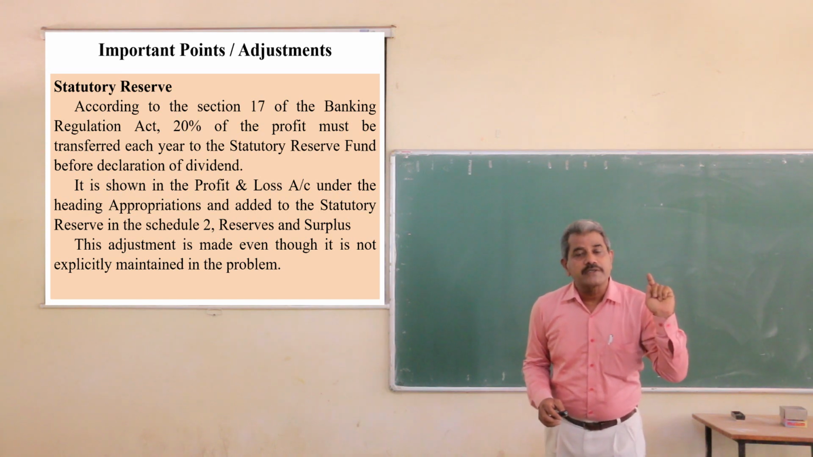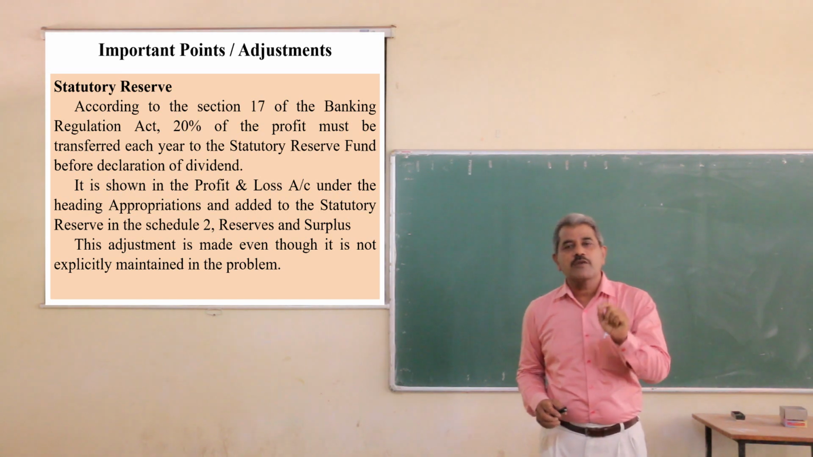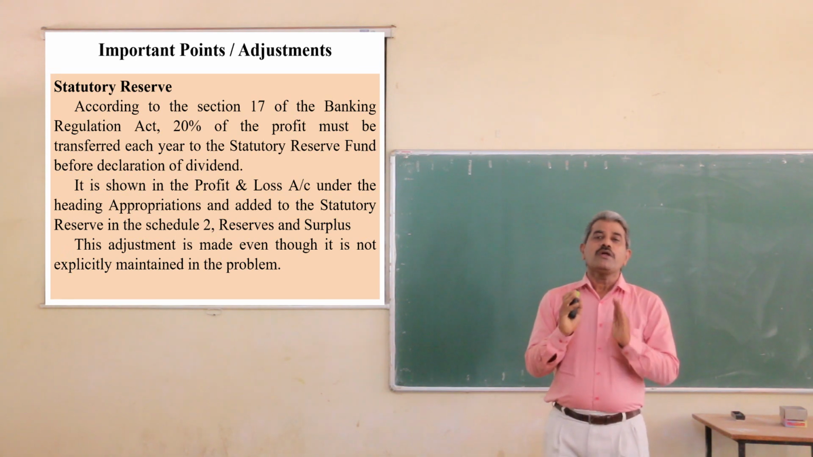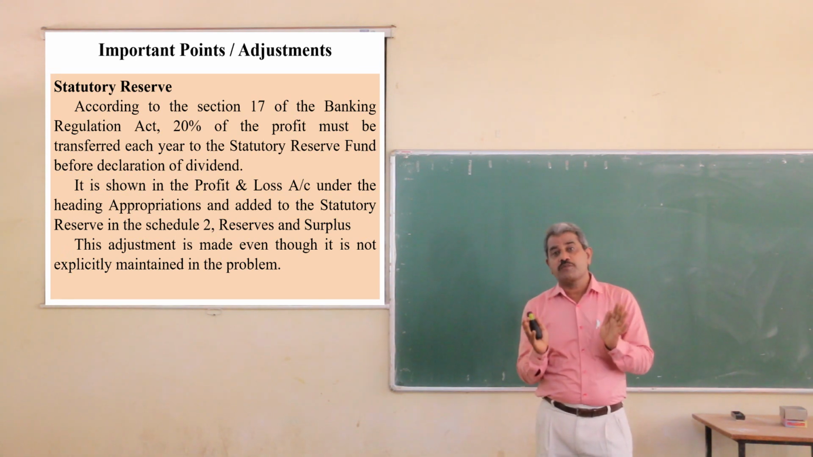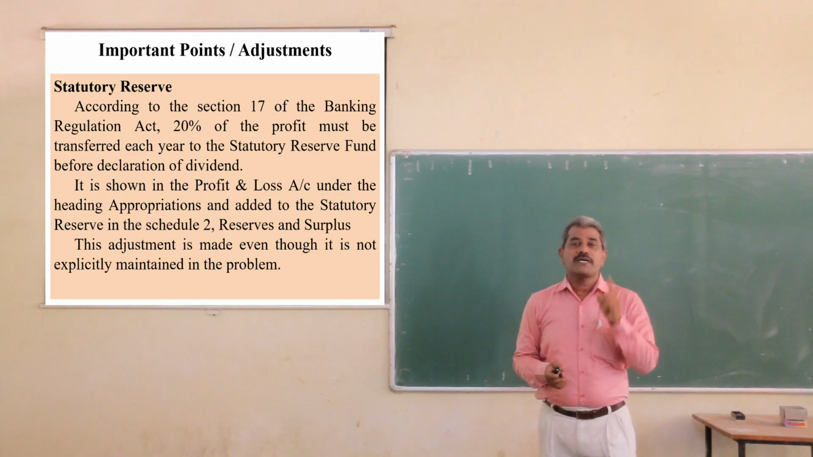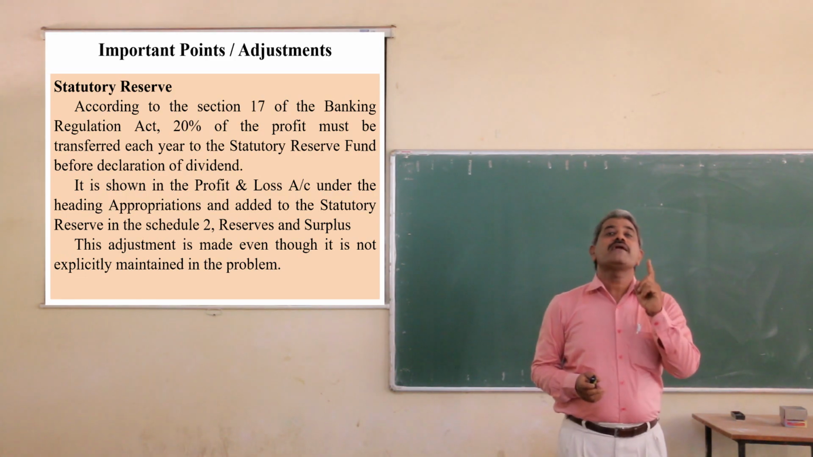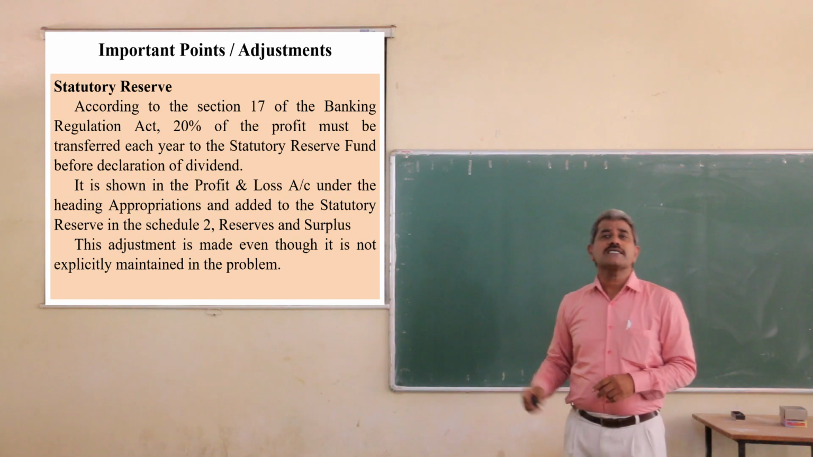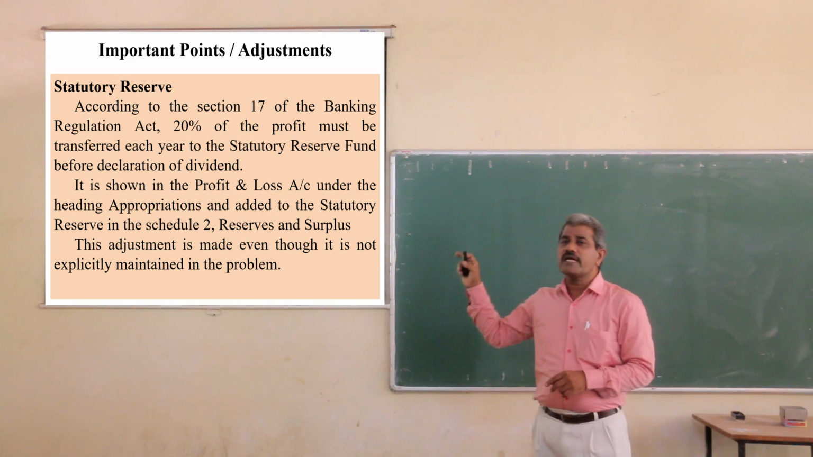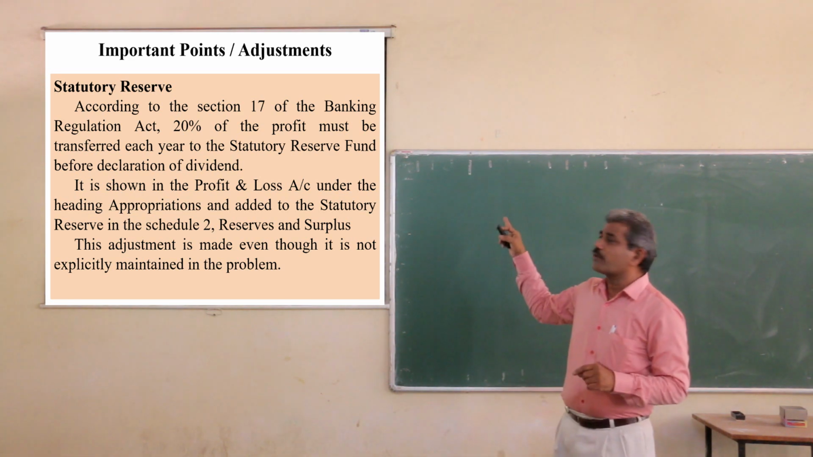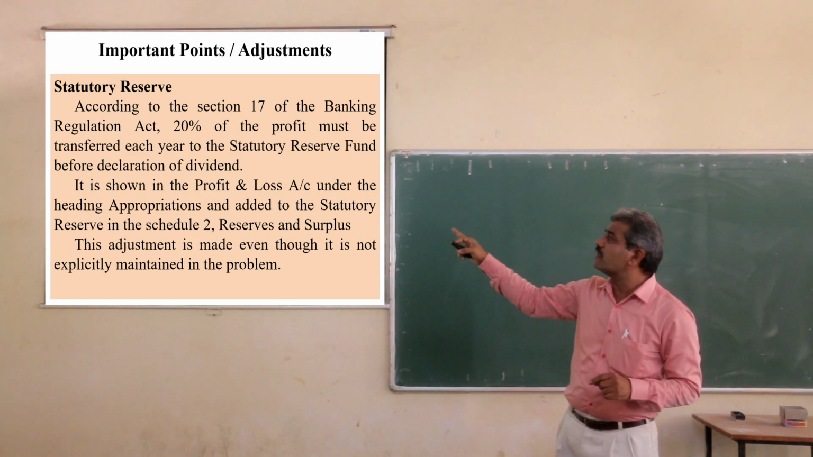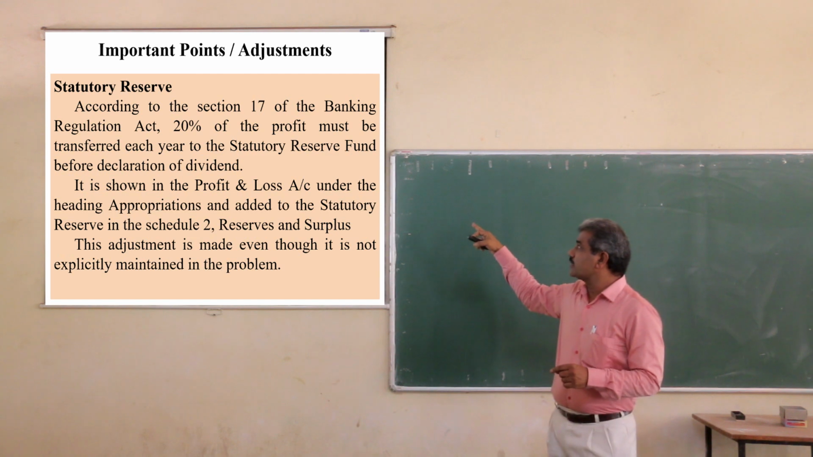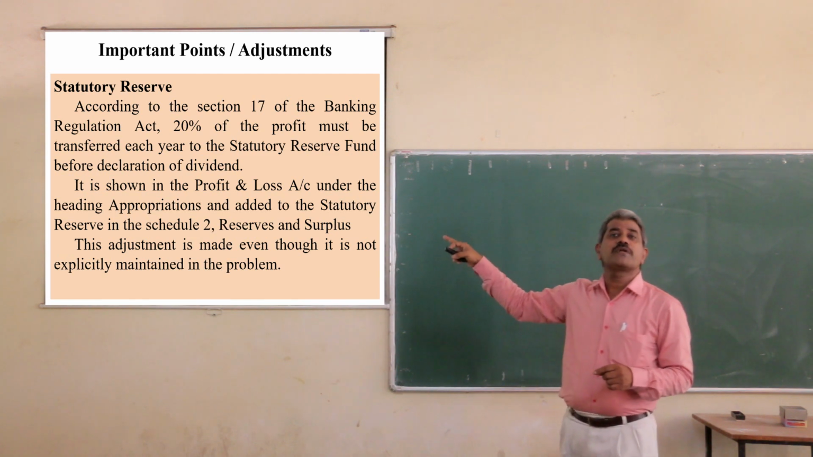20% of the net profit should be transferred to this reserve fund. So, reserve fund, statutory reserve fund. There may be some other reserves, but the statutory reserve fund should be maintained by the bank. Okay. Then, according to section 17 of the Banking Regulation Act, 20% of the profit must be transferred every year to the statutory reserve fund before declaration of dividend.